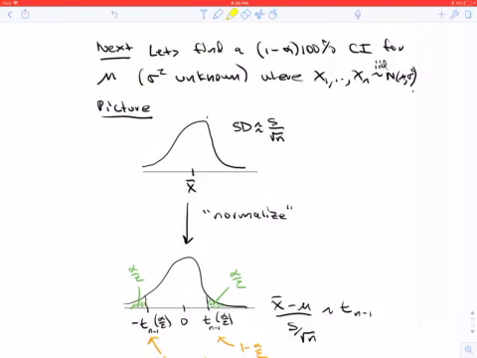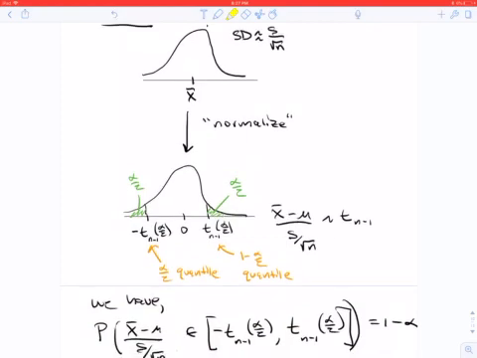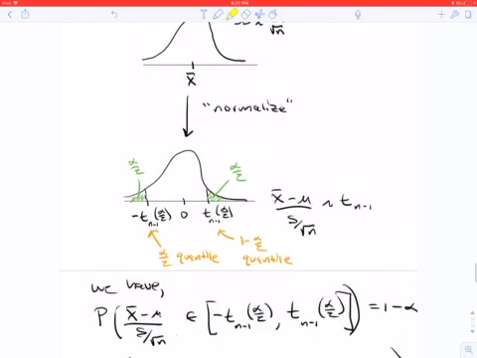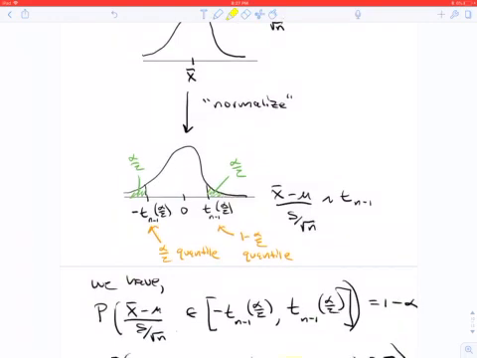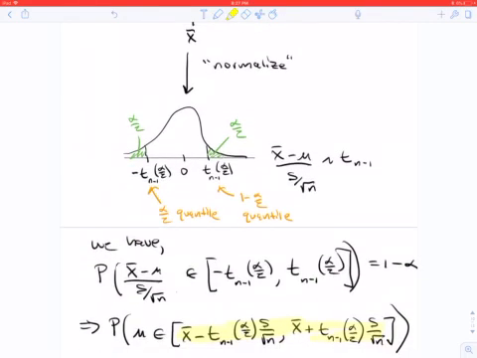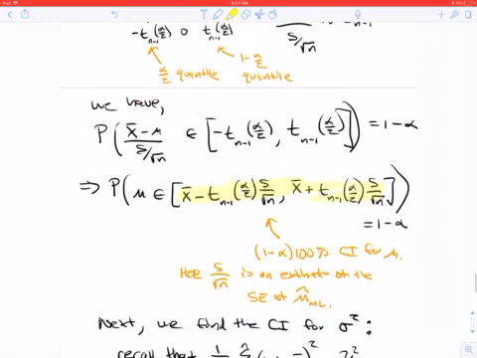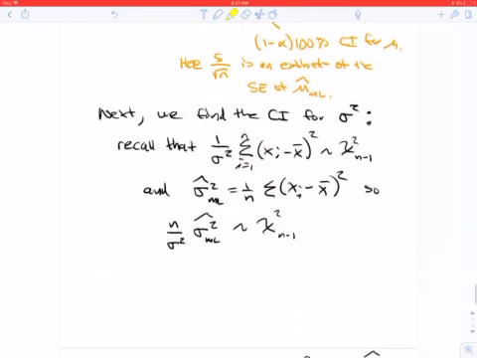Now we're going to find a confidence interval for mu, and so our picture here is that once we normalize x bar, we get a t-distribution, and we can find the alpha over 2 and 1 minus alpha over 2 quantiles of this t distribution, and here is the formula for a confidence interval for mu.